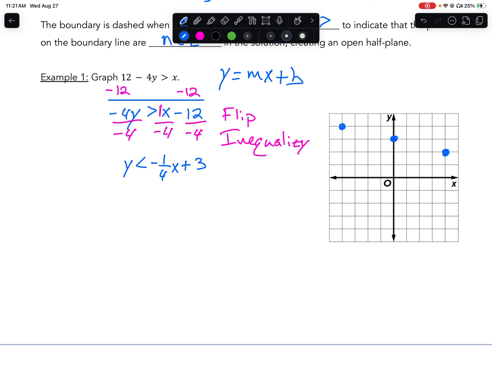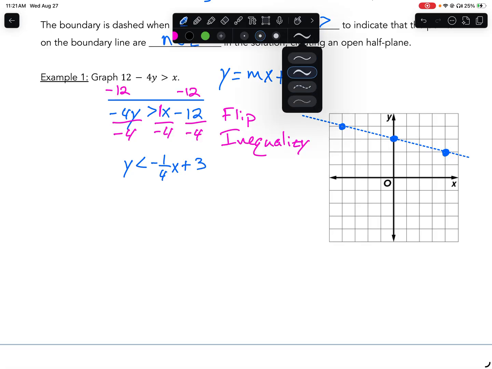So the other key thing to notice here is that it's just a less than. So our line is going to be dotted. So when we graph this line, I'm going to make that line dotted. Remember that you should have arrows on the end of your line. Otherwise, it's a line segment, not a line. So we're going to make some arrows on the end here.